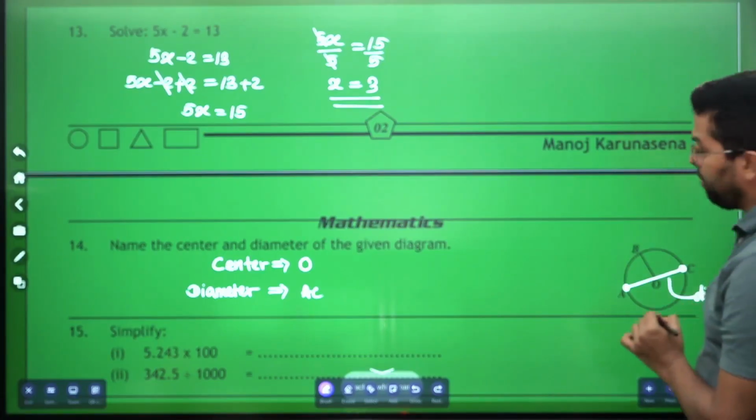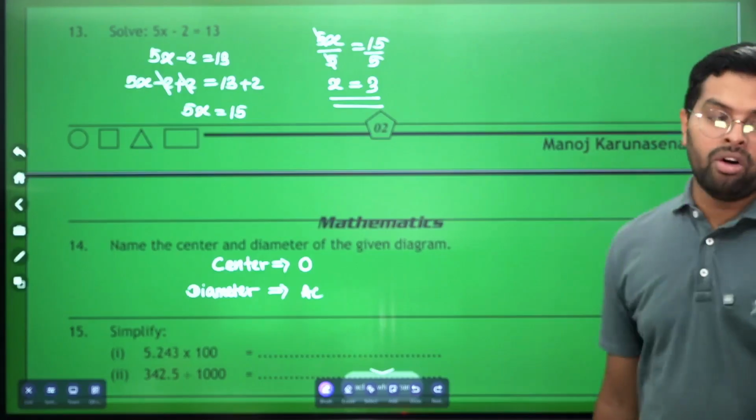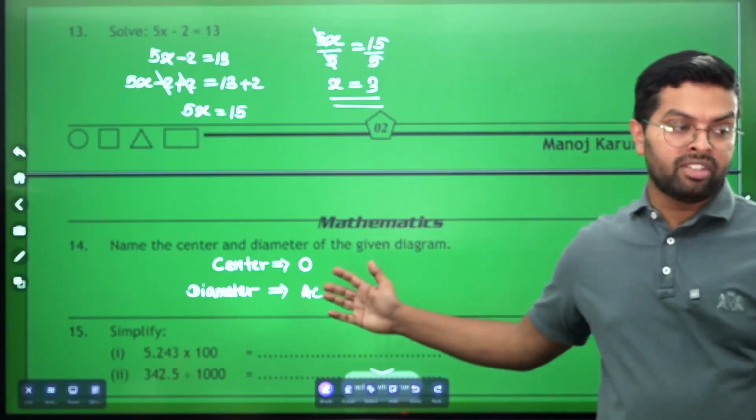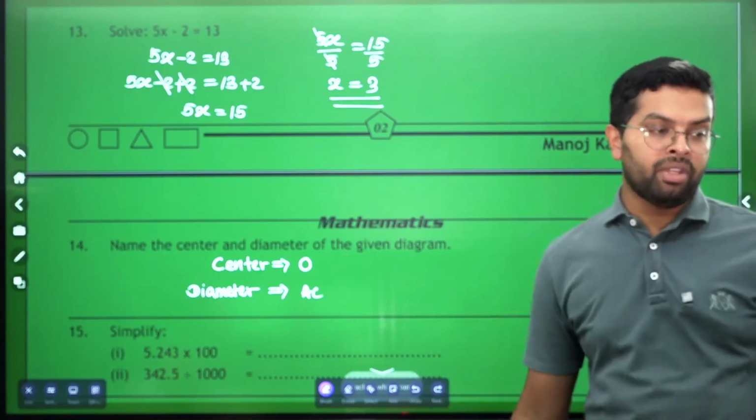Who can name 3 radii of this circle? Can you name 3 radii?